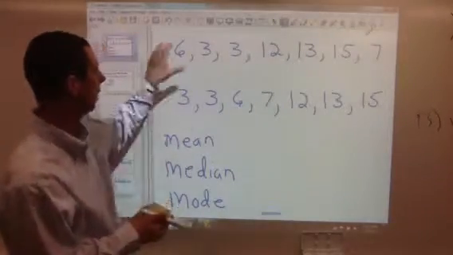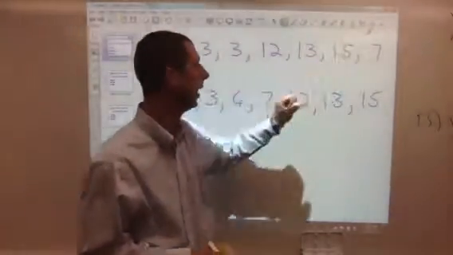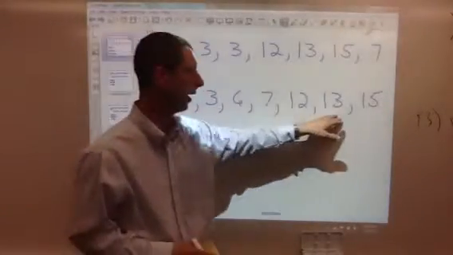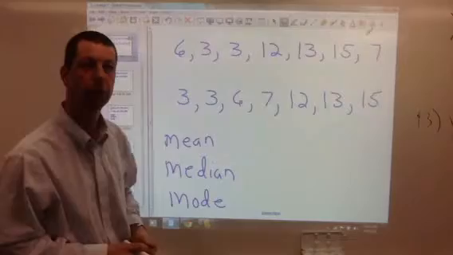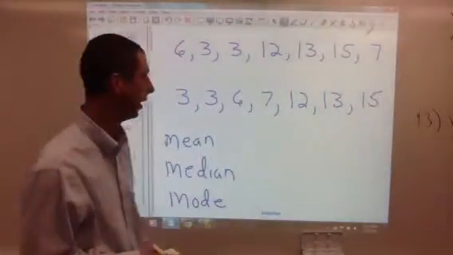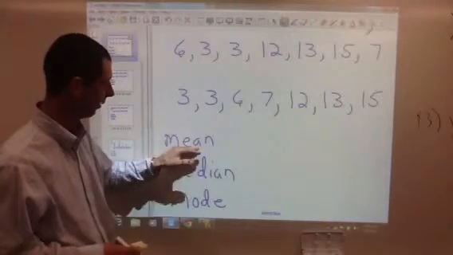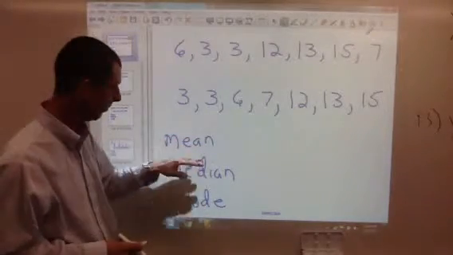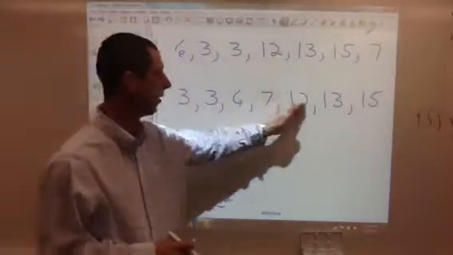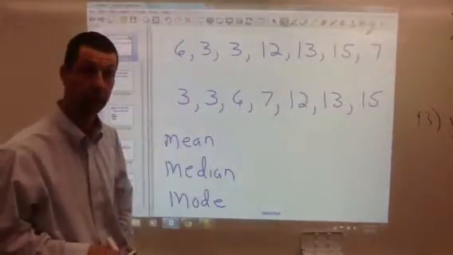So first of all, here is my data. What I've done is taken it and listed it from least to greatest. And that's the first thing that you're going to want to do to find these. Once it's listed from least to greatest, then you can go ahead and find the mean, the median, and the mode. Now the mean is nothing more than the average. So you add these numbers up and you divide by the number of numbers.